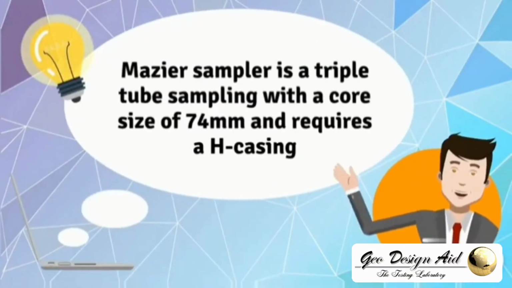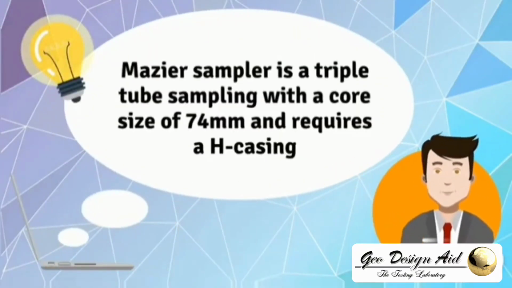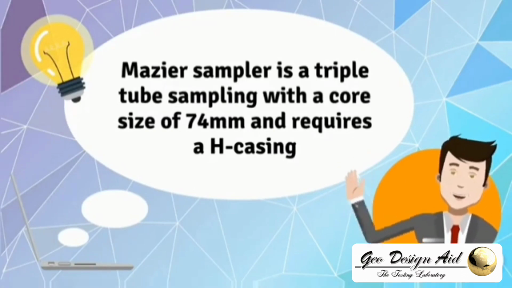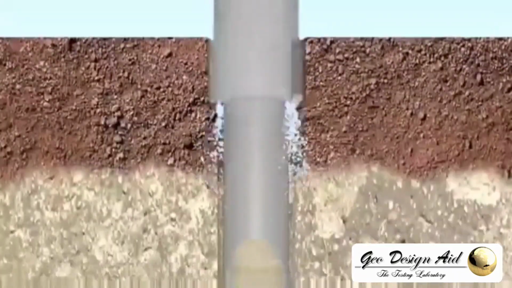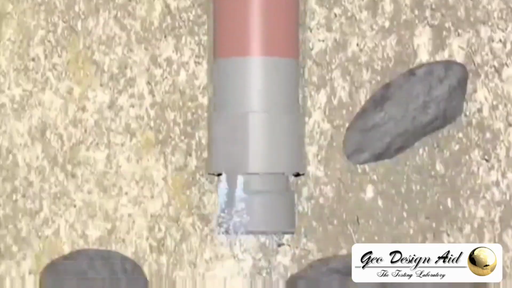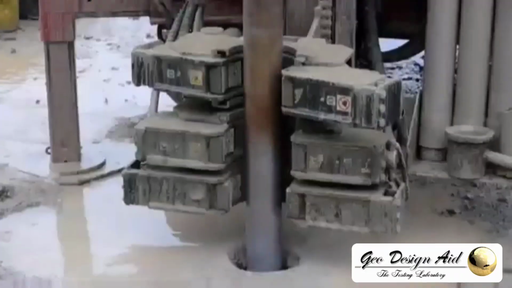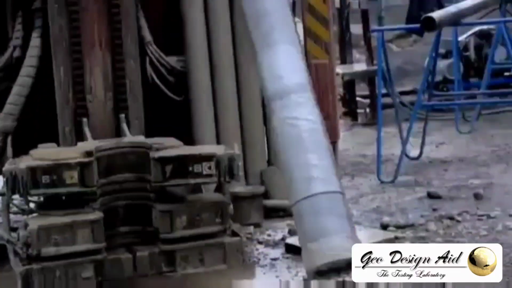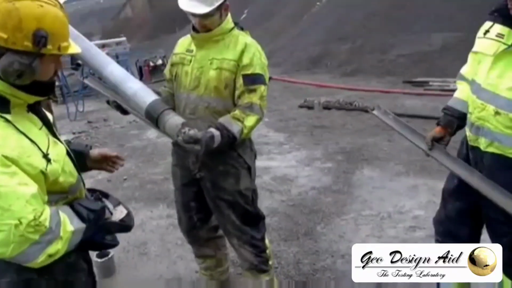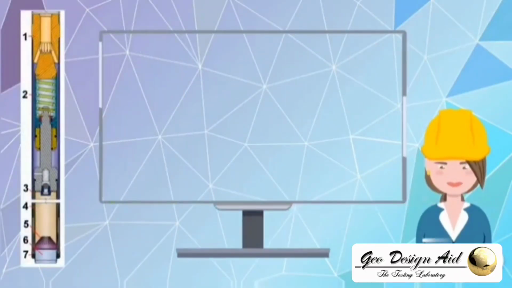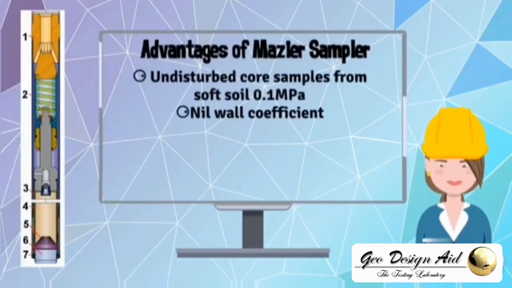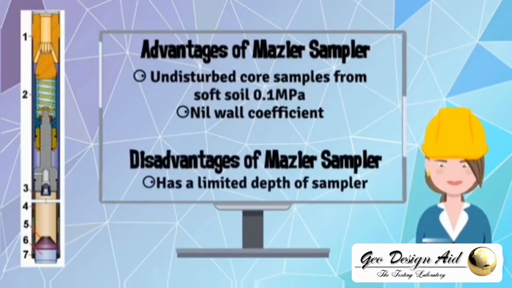Mazier sampler is a triple tube sampler with a core size of 74 mm and requires a casing. This is the procedure of Mazier sampling. They lower down a triple tube sampler and pump a flush fluid. After that, they rotate and draw the rods out of the hole. The advantages are undisturbed core samples from soft soil and nil wall friction. The disadvantage is that it has a limited depth of sampling.